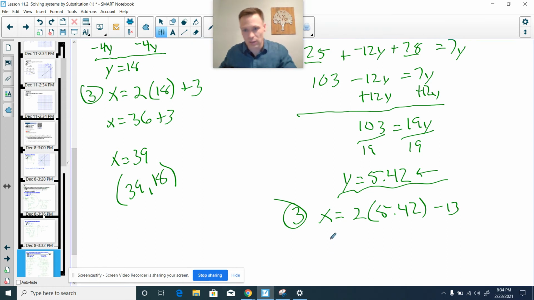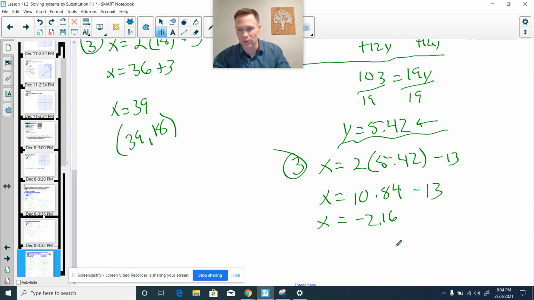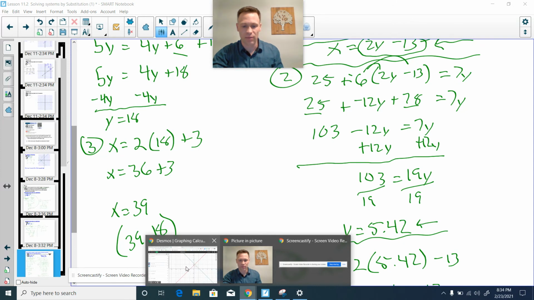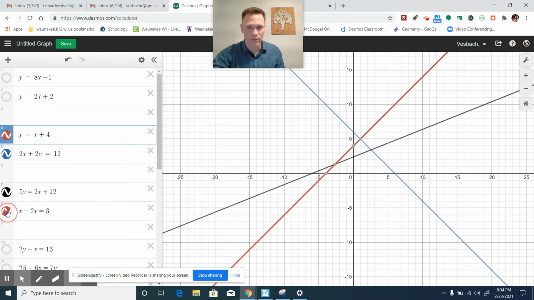So x is equal to 2 times 5.42, which is going to give us 10.84, we'll say. And we'll subtract 13 from that, and we'll get negative 2.16, if we round to the nearest tenth. So these 2 equations, these 2 lines, will intersect at negative 2.16, comma, 5.42. And there you go. And again, bringing it back to the graph, that's these 2 here.